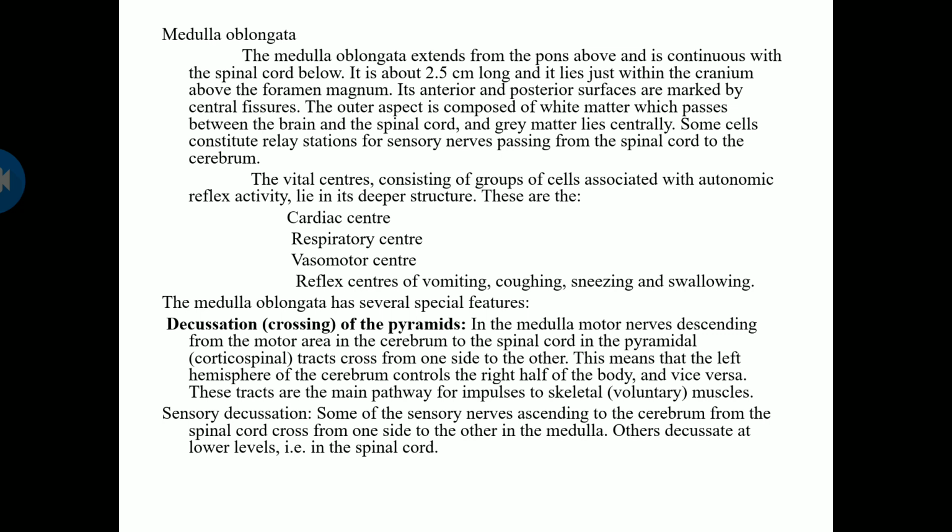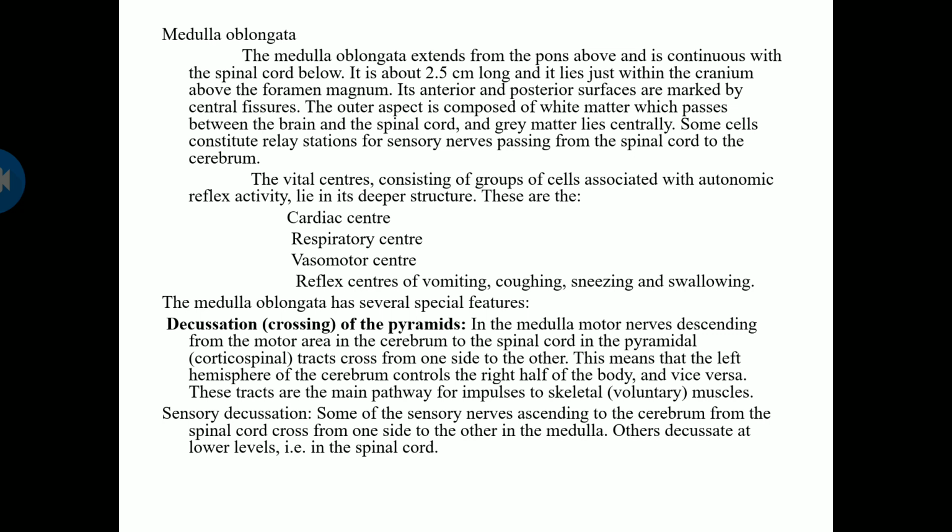So in the medulla, the motor nerves descending from the motor area in the cerebrum to the spinal cord in the pyramidal tracts cross from one side to another. This means the left hemisphere of the cerebrum controls the right half of your body and vice versa, that is, the right half of the cerebrum will control the left side of your body. These tracts are the main pathway for impulses to skeletal muscles, that is mainly voluntary muscles.